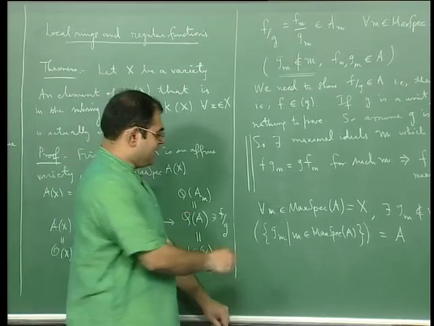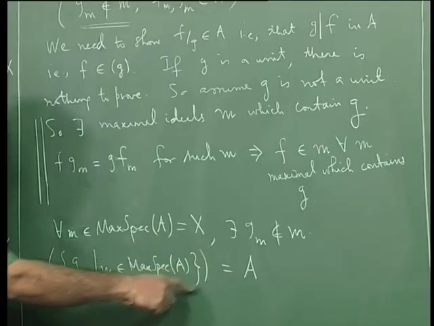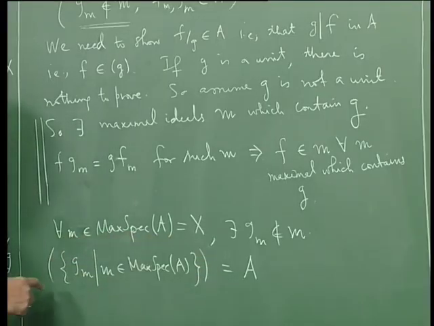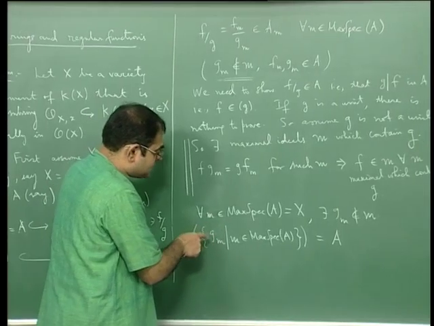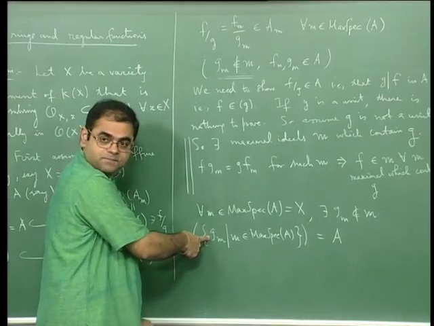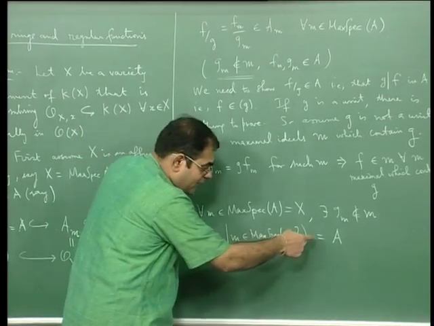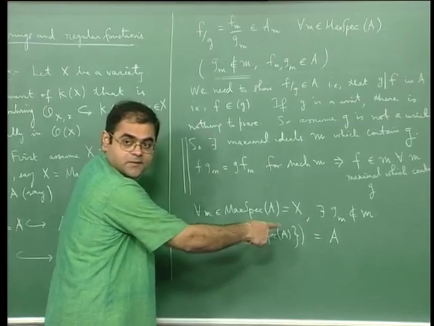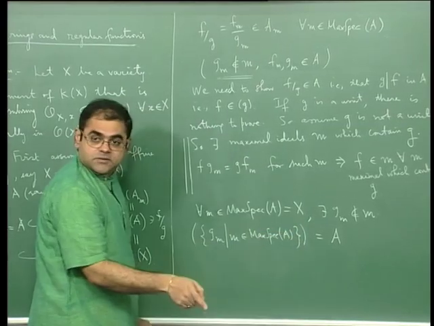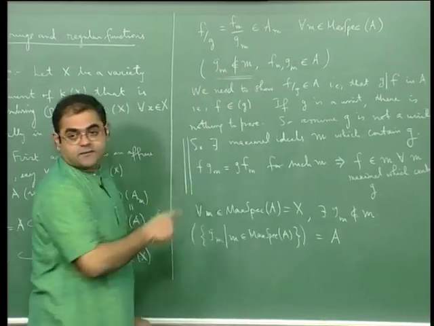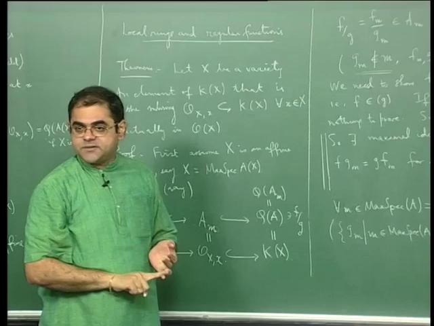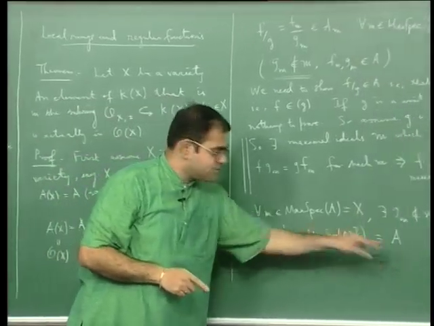So let me repeat it. If this is not A, then this is contained in an M0, where M0 is a maximal ideal, okay. And then g_M0 is in this collection, and that will be contained in this, which is contained in M0, but g_M0 is not supposed to be contained in M0. You get a contradiction. Therefore, the ideal generated by all these g_M is A.